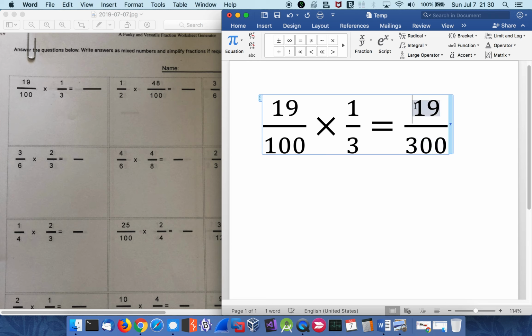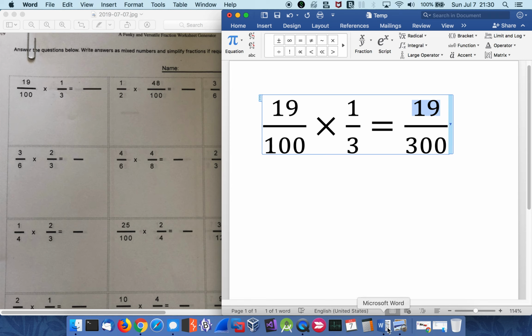And so then the only question is, is this simplified? If you have 19 over 300, are there any factors of 19 that are also factors of 300? Well, 19 is a prime number, so the only divisors that it has are 1 and itself. And so if you have a prime number in the numerator, then the only thing you have to check is whether the denominator can be divided evenly by that numerator. So if 19 goes into 300 some number of times, then we would be able to simplify it. So can 300 divide by 19?